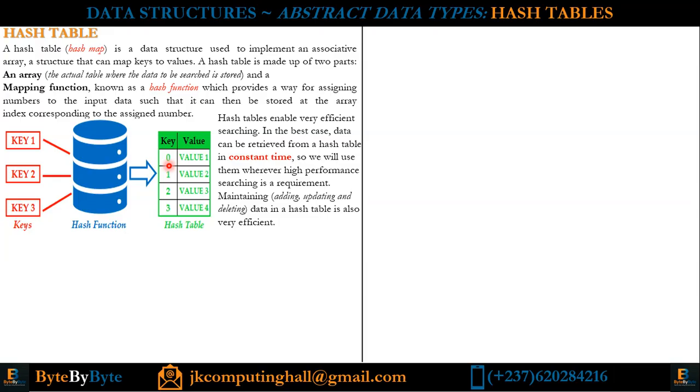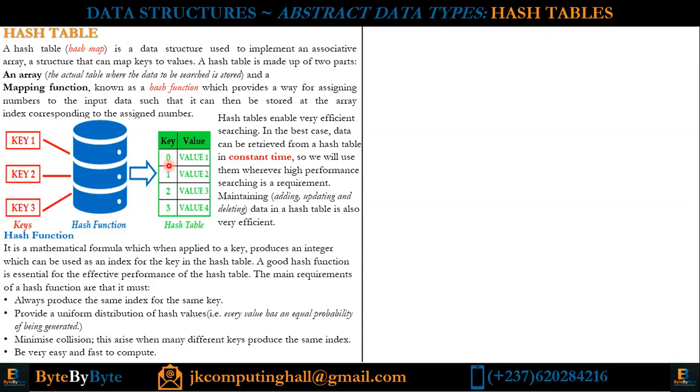In the best case, data can be retrieved from a hash table in constant time. Remember that constant time, when we were doing big O notation in algorithms, we saw that constant time is the lowest possible time an algorithm can execute. So we will use them wherever high performance searching is a requirement. So remember, algorithms where high performance searching is required, it is important to use a hash table. Although there might be parameters that can constrain us to use other data structure. Maintaining, that is adding, updating and deleting data in a hash table is also very efficient.